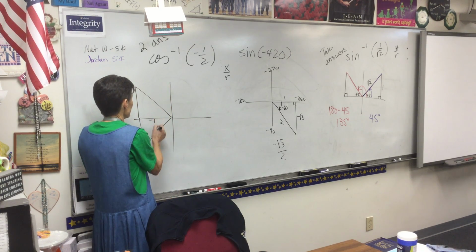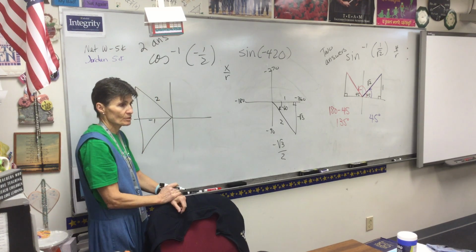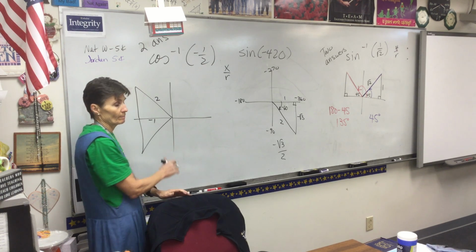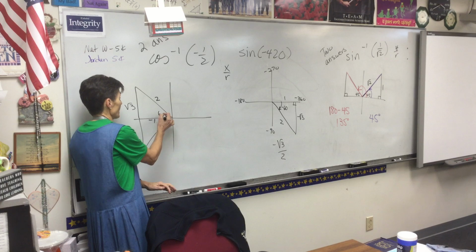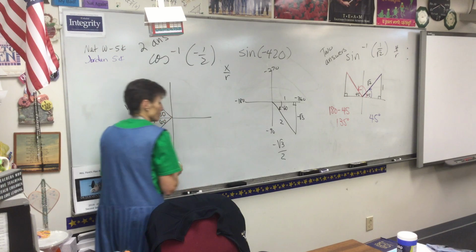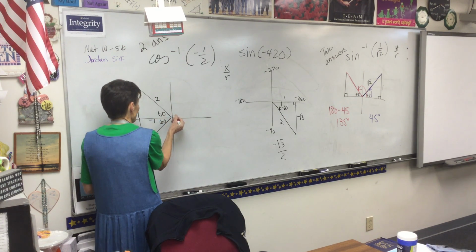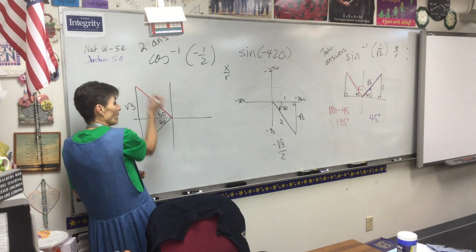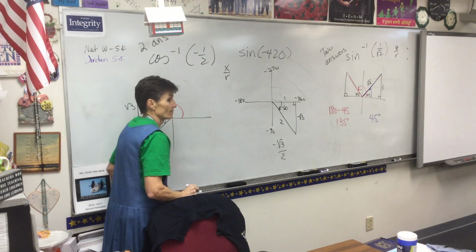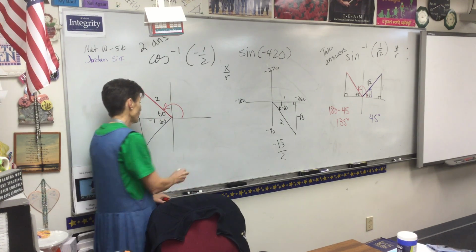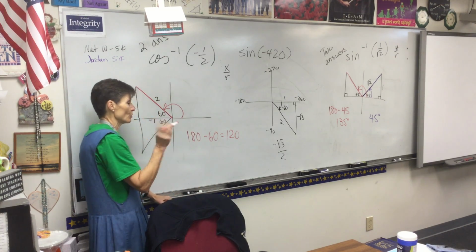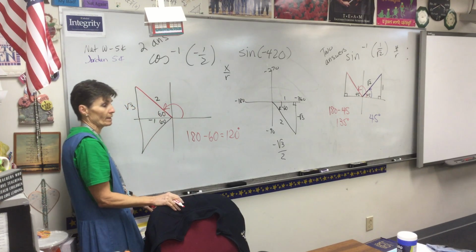According to the problem, adjacent is -1 and hypotenuse is 2. You should recognize the triangle. This would be √3, so that's a 60. Now, remember these diagonal lines you drew, the hypotenuses, those are the angles. So there's your angle right there. It's 120. 180 minus 60, it's 120. So your first answer is 120.